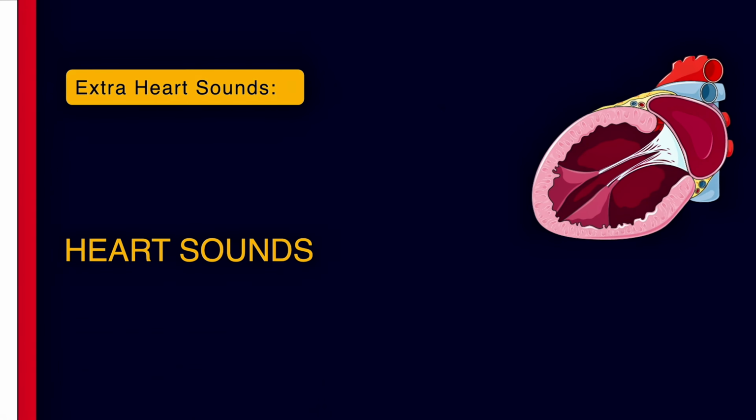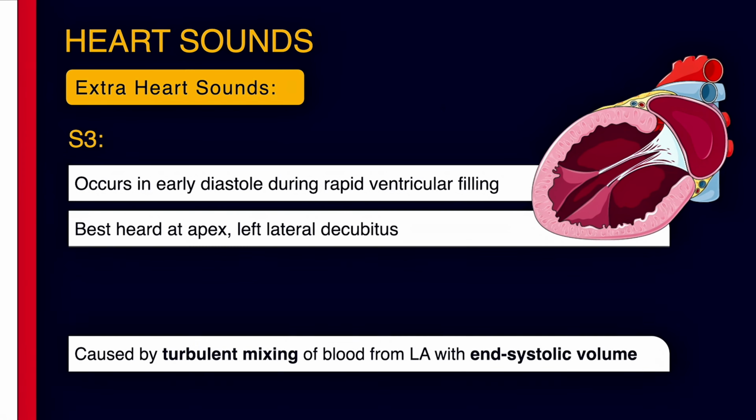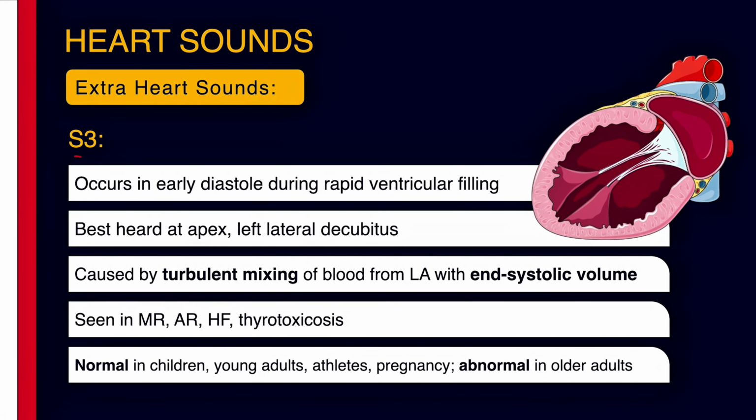Now let's go over extra heart sounds, S3 and S4, more high yield than S1 and S2. That would be easy, right? Both of them occur during diastole, but at different times. S3 happens in early diastole, right after S2, tu-tra, something like that. This is when the mitral valve opens and blood rapidly flows from the left atrium into the left ventricle.